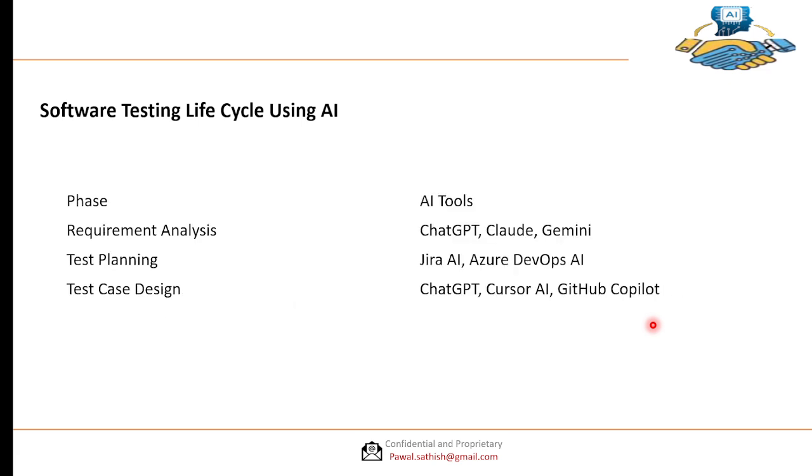Now we'll see which tools we can use. In requirement analysis, usually we go ahead with ChatGPT, Claude, or Gemini. For the test planning phase, we go ahead with Jira AI, or also DevOps AI. For test case design, we go ahead with ChatGPT, Cursor AI, or GitHub Copilot. So that's what we covered in today's STLC agenda: requirement analysis, test planning, and test case design.